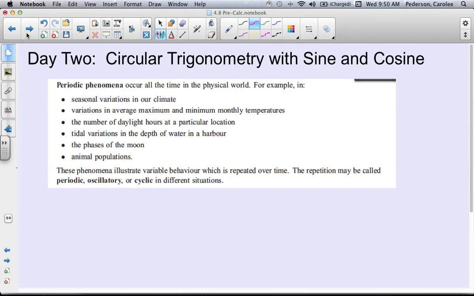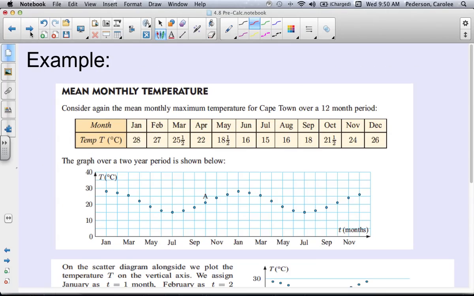So I've already shown you this slide before. We're going to look at an example that works with maximum minimum monthly temperatures. There's also an example in your book that you can look at in a different textbook talking about tidal variations. So what we're going to do is have you write down this data right here.